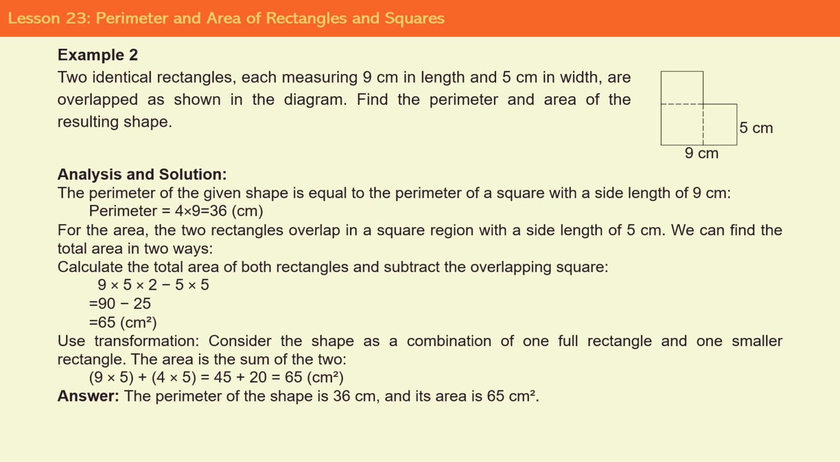We can find the total area in two ways. Calculate the total area of both rectangles and subtract the overlapping square. Or use transformation. Consider the shape as a combination of one full rectangle and one smaller rectangle. The answer is the perimeter of the shape is 36 cm, and its area is 65 square centimeters.